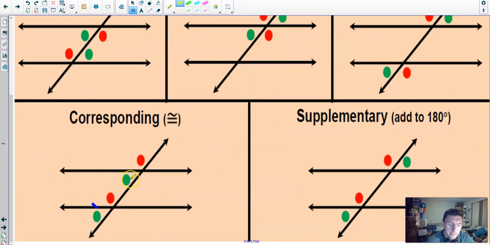Corresponding angles are the ones that match up with each other. So you can see the dots. And then supplementary, again, you already knew. Supplementary angles add up to 180. So the ones that are next to each other and make a straight line in a semicircle are supplementary.